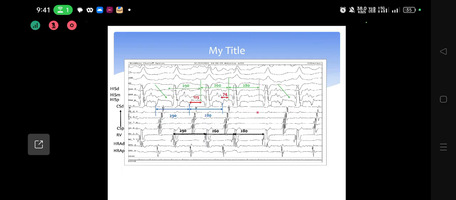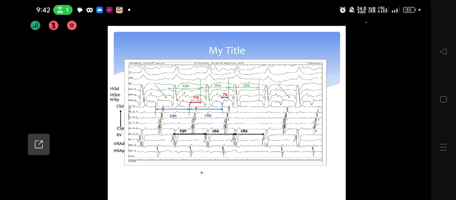And see what has happened to the A. No A. One A just completely disappeared. So what does this mean? This means two things. A His-refractory PVC is able to enter the circuit. We know it is able to enter the circuit because the H became early.